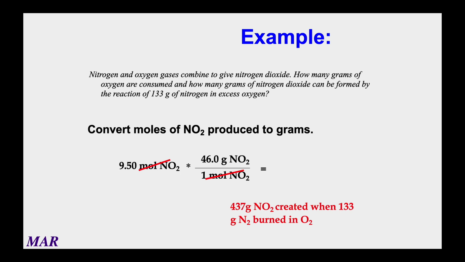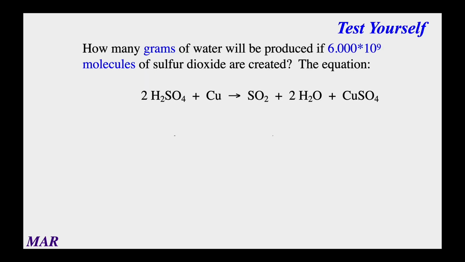Pretty cool. Here's another kind of question, and I encourage you to go along with this problem and solve it while we're talking about it. This is a similar kind of problem with a bit of a twist. First of all, the balanced reaction there is sulfuric acid plus copper, and it makes sulfur dioxide plus 2 waters plus copper 2 sulfate. And in this problem, we're starting off with 6 billion molecules of sulfur dioxide.